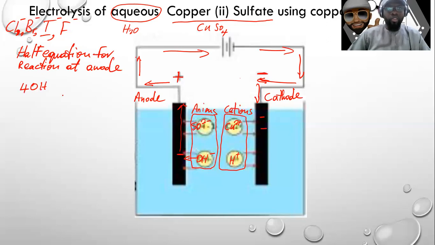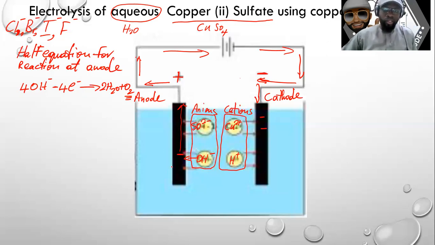So the half equation for the reaction at the anode is as follows. 4OH⁻, each of them will lose one electron. So in total, 4 electrons would be lost because you've got 4 of them. So 4OH⁻ minus 4 electrons goes to form 2H2O plus O2. So that's the oxygen that will form the product at your anode.